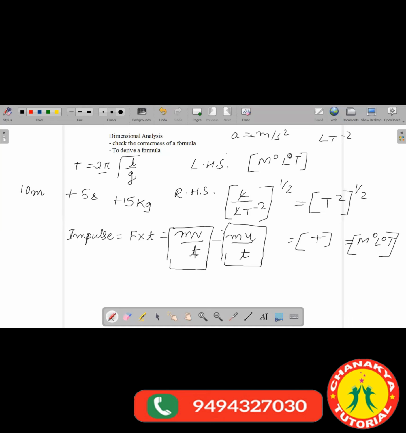So as we can observe, they both are having the same dimensions, and the dimensions of each physical quantity on the left hand side should be equal to the dimensions on the right hand side. That means the dimensions of force multiplied by time should be equal to the dimensions of mv by t. Now you verify and check, are the two dimensions the same? I'm waiting for your answer.